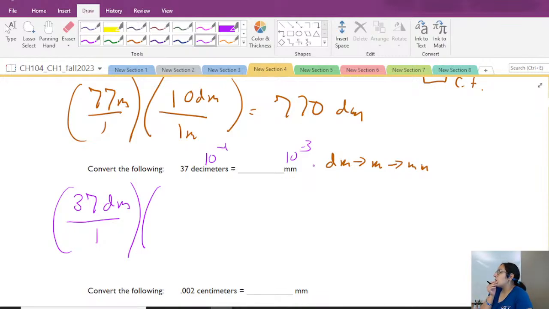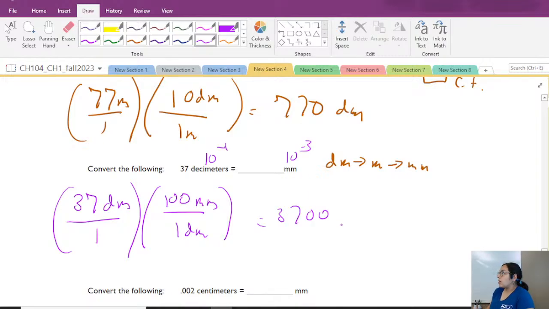But right now our math doesn't match up, right? So the units have to cancel. Yeah. So you gotta flip it. So millimeters on top, decimeters on bottom. Yep. And so that was tricky.